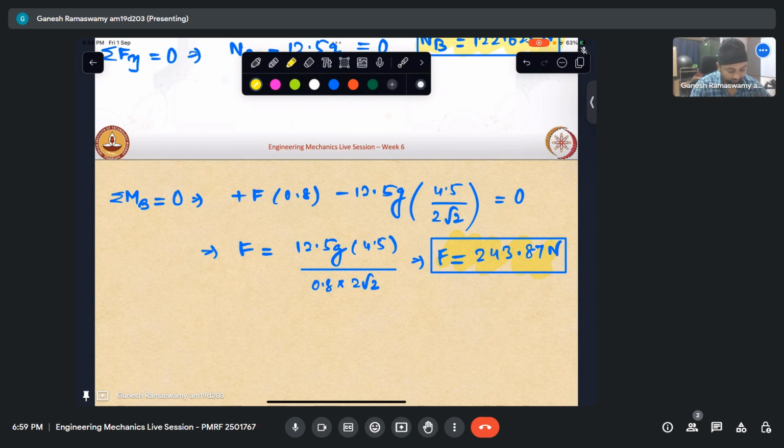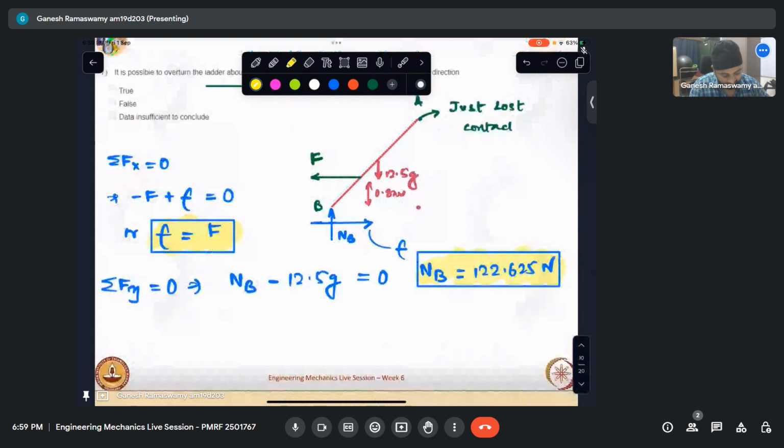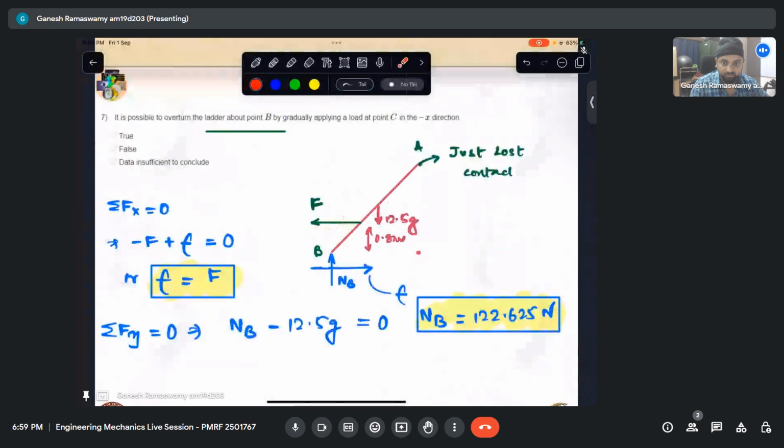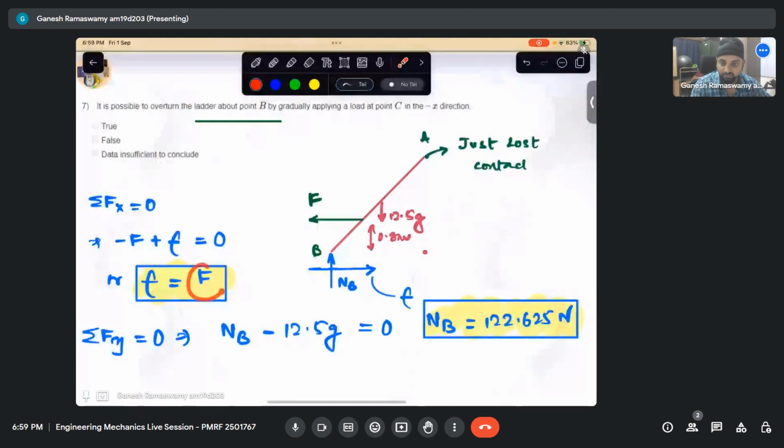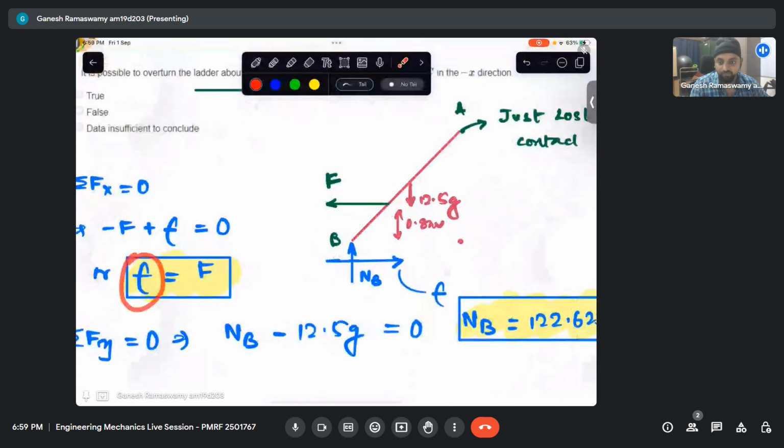Now the problem arises. Let us say I keep on increasing this force. I can see that if capital F increases, then naturally small f also increases. There is no limit to the force I can apply, because it is applied by an external entity. Whereas from the physics, small f has a maximum limit of mu s n. This cannot go beyond that.